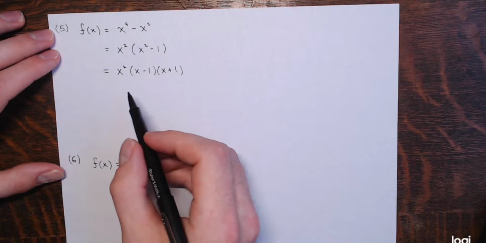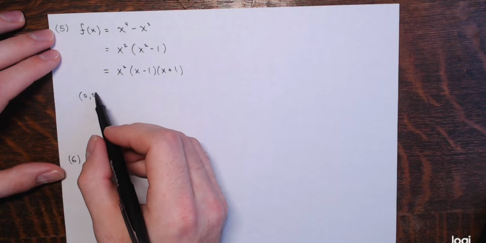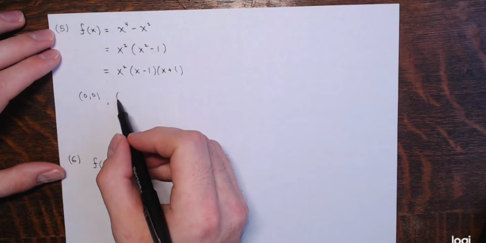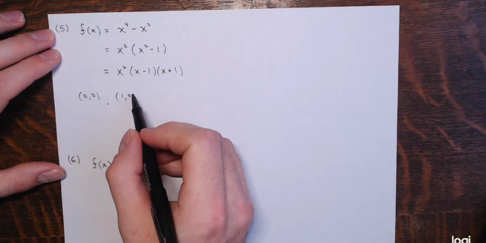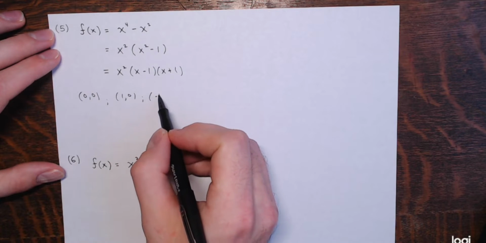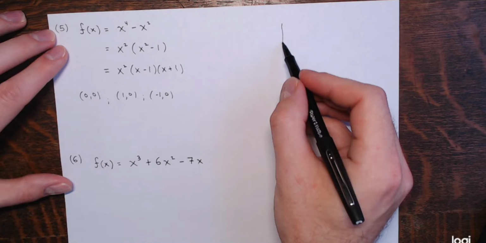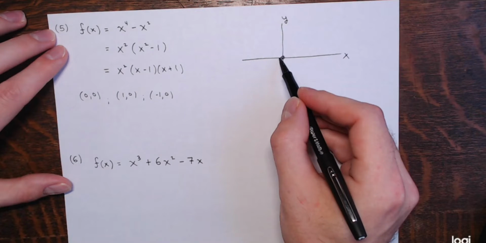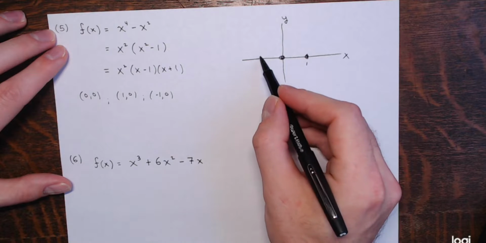So the intercepts would be at 0, 0. Clearly when x equals 0, the whole thing would be 0. When x equals 1, the whole thing would be 0, the output. And when x equals negative 1. So x, y, you got 0, 0, you got 1, 0, you got negative 1, 0.